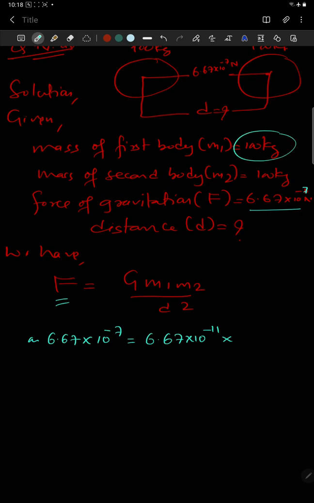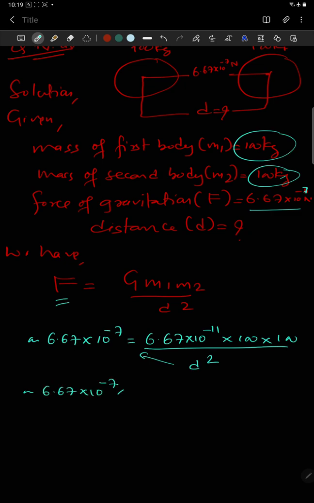M1 is given 100, so let us write 100. M2 is given 100 again, so 100. And now distance is asked to us, that's why let us write as it is. Now take d on left hand side, so it will multiply. So 6.67 into 10 to the power minus 7 into d square equals to 6.67 into 10 to the power minus 11. If you multiply this 100 and 100, it becomes 10 to the power 4.